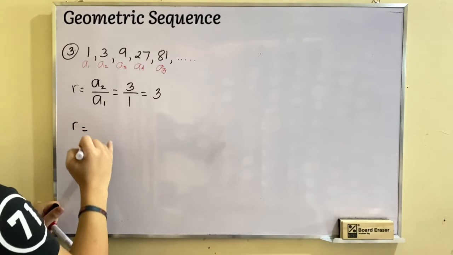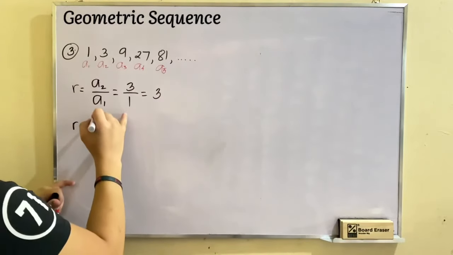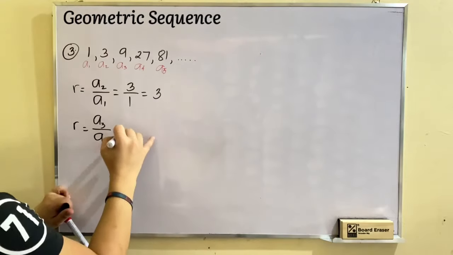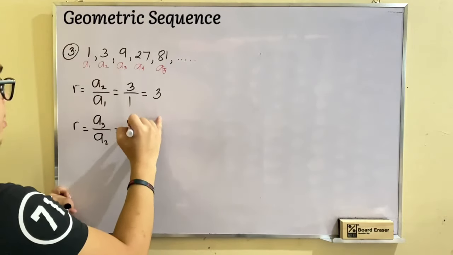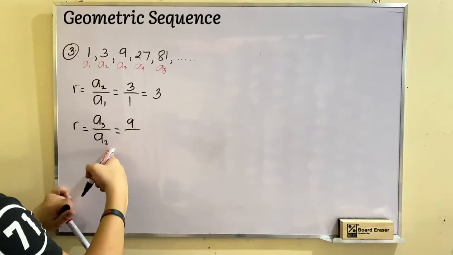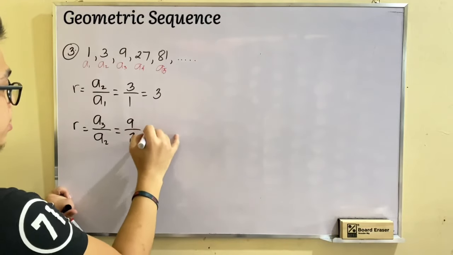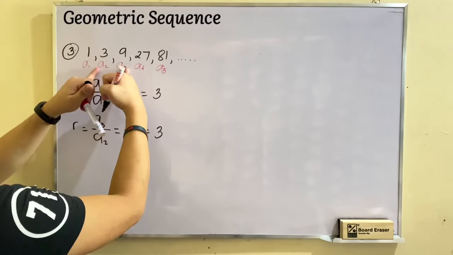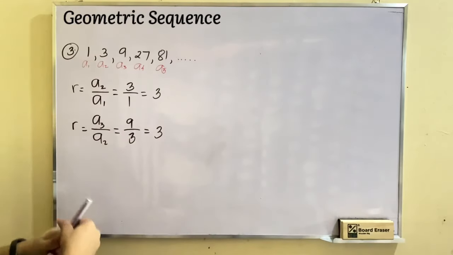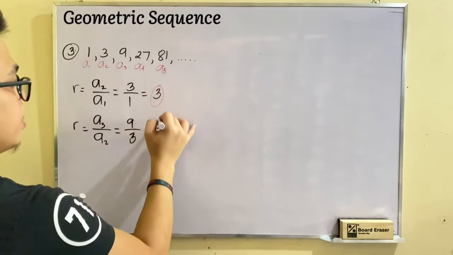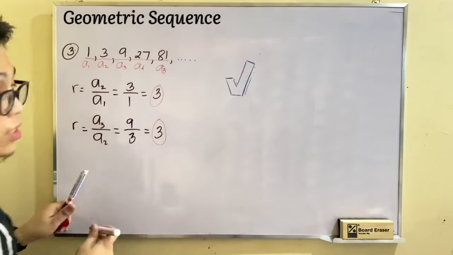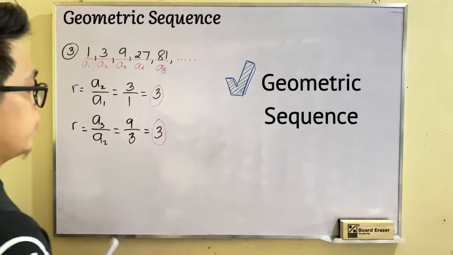Dapat ang makuha nating ratio between a sub 3 and a sub 2 is 3 din. A sub 3 divided by a sub 2. A sub 3 is 9. 9 divided by a sub 2, which is 3, is 3. So, a sub 2 and a sub 3, kapag pinag-divide, ang common ratio is 3. So, equal naman siya. Therefore, we can declare that this given sequence is a geometric sequence.